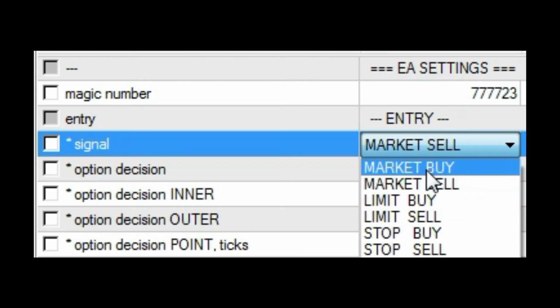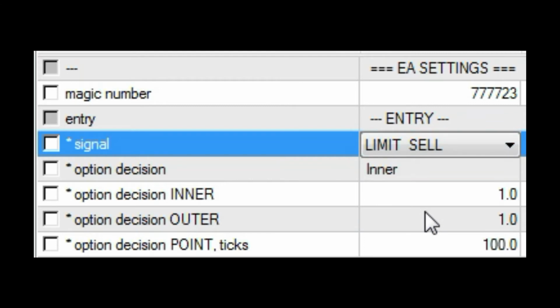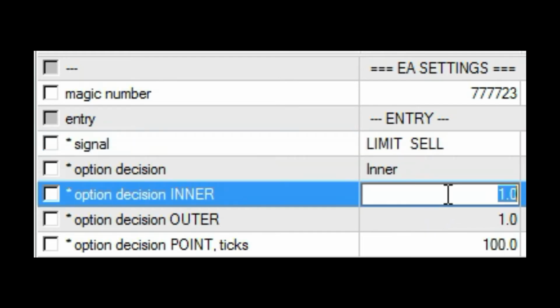For market buy it is the same story, except that it opens a buy position. Next is limit sell. For limit and stop positions, we need to also decide the place where it will trigger. There are three options for position entry: inner, outer and point. For limit sell, I will show inner option.